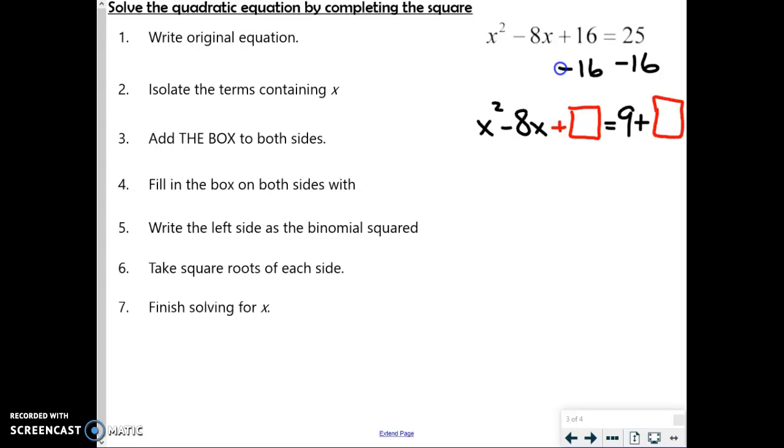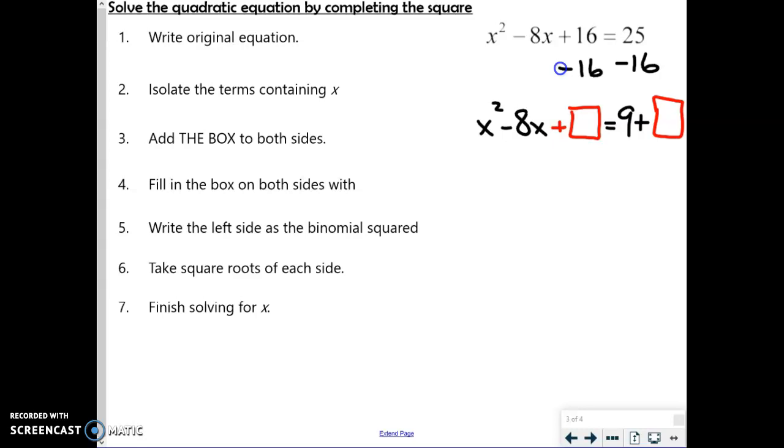Now, if you remember anything about algebra, which I pray you do, if we do something to one side of our equation, remember we must do it to the other side as well. So when we add the box to the left to complete our perfect square trinomial, we have to add it to the right as well. So now the next step is to fill in the box on both sides with the new c.